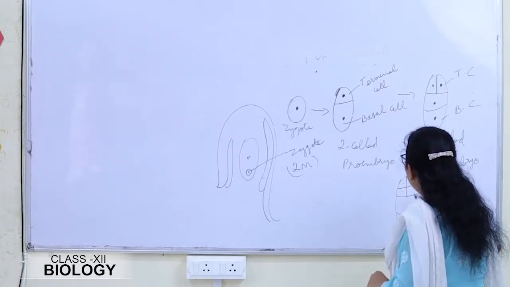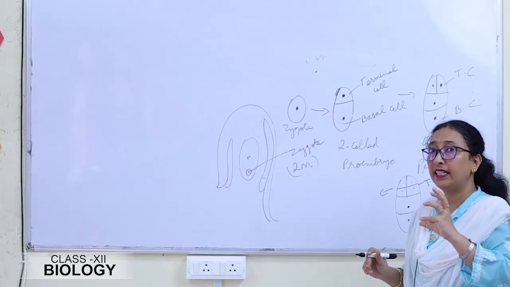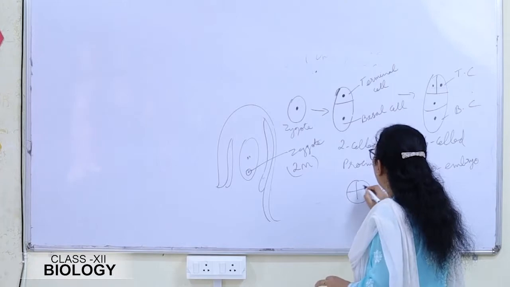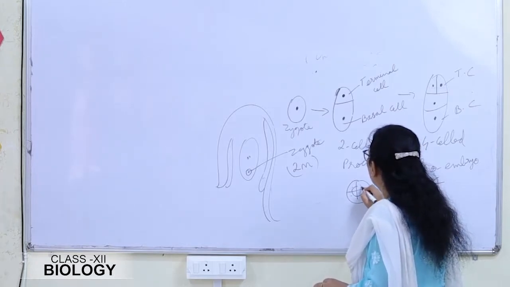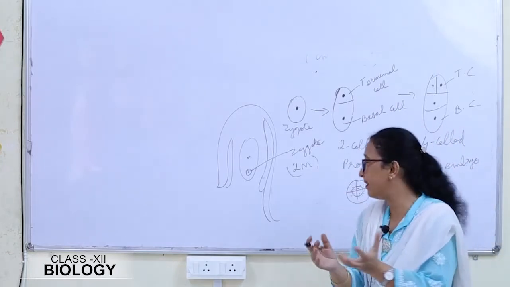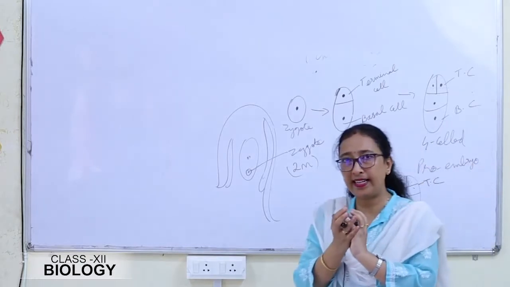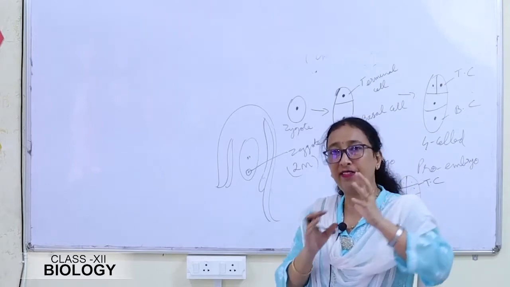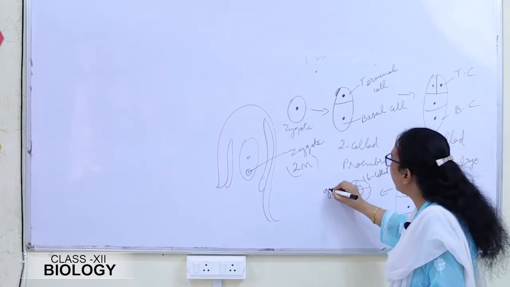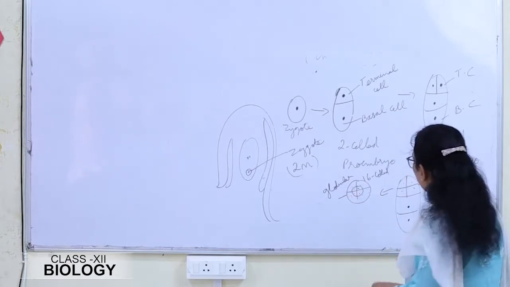This 8-celled structure will again divide periclinally and give rise to 8 and 8, total 16 cells. It had divided into 8 cells, then periclinal division takes place and it gives rise to a 16-cell structure. Now the embryo at this stage is globular in structure. If you see, it is looking like a ball-like structure.